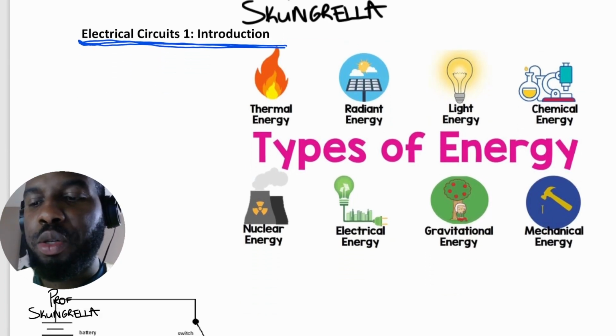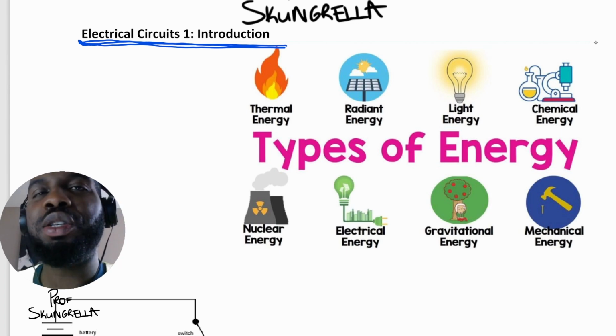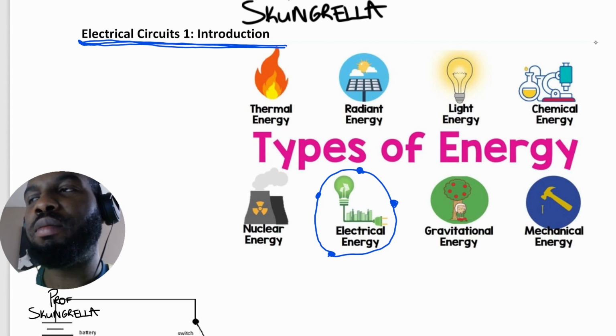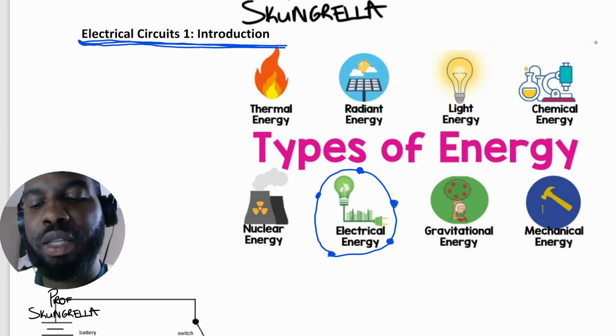As we begin, I want to introduce the different types of energy, right? We know that we have thermal energy, radiant energy, light energy, chemical energy, nuclear energy, electrical energy, gravitational energy, also mechanical energy as well, right? For our lesson today, we are focusing on electrical energy. We want to see, what are the basics of electrical energy? How does this energy work? How is it generated? How is it used? And what is the fundamental operating principle of this source of energy? So we are focusing on electrical energy, right?